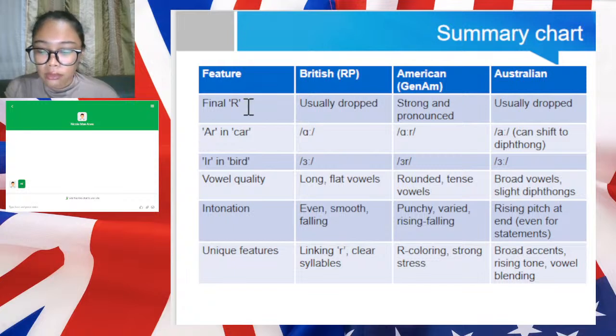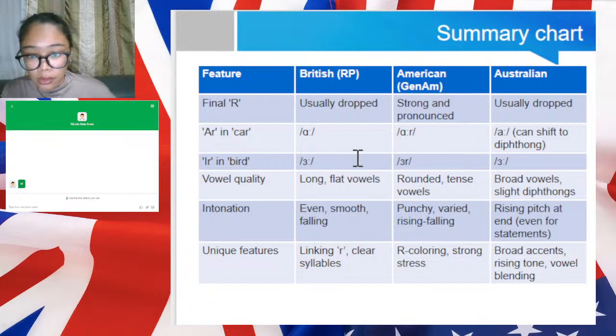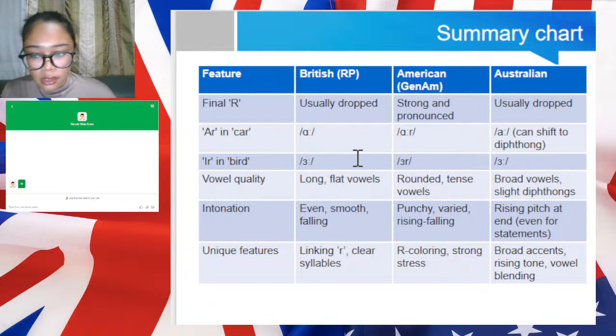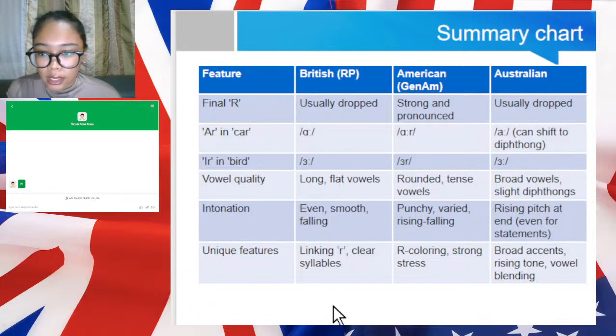Feature 1, final R. In British English, it is usually dropped. In American English, it's strong and pronounced. And in Australian English, it is usually dropped, same as British. The R in "car" is pronounced fully in American English, and dropped in British, which can shift to a diphthong in Australian "car." Something like that. R in "bird".